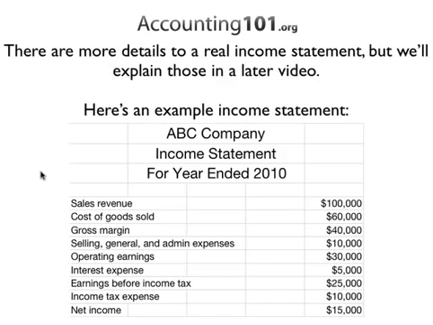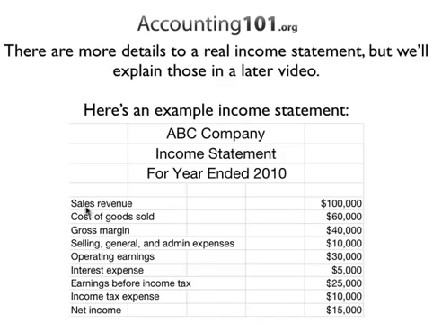Here's an example of an income statement. You'll see here, I have the title, which will be the company's name, that it's the income statement, that it's for the year ended, whatever. It could be for the month ended January 2010. It could be for the quarter ended, just whatever. It's for a period of time. It covers a period of time.